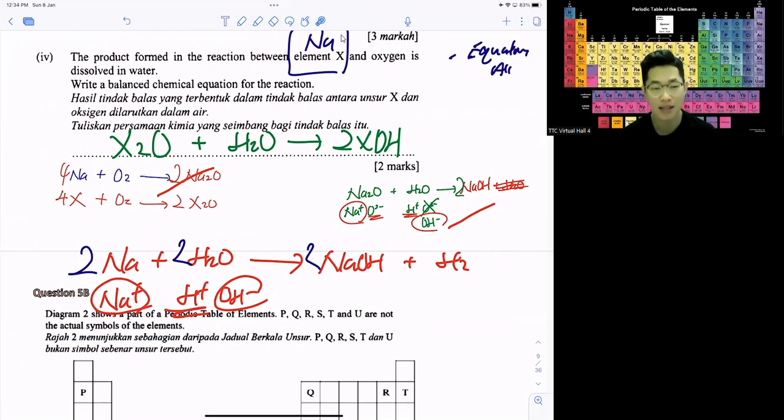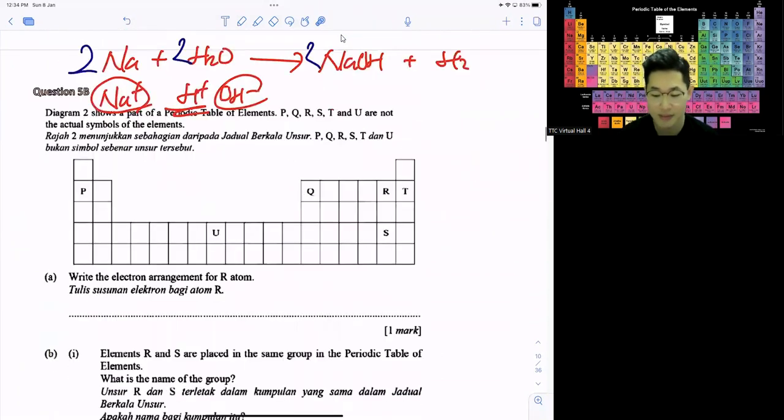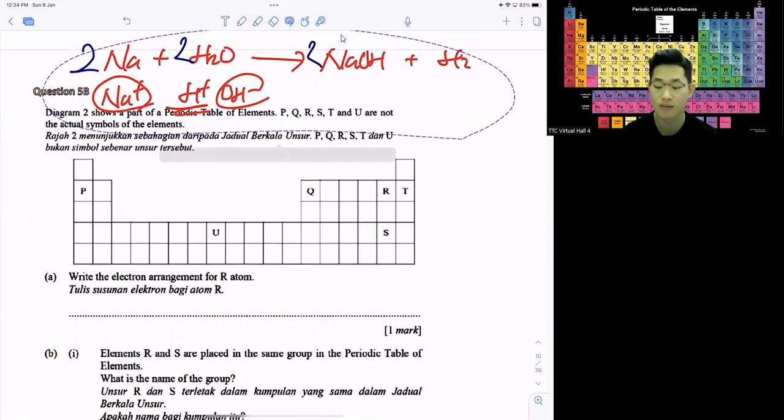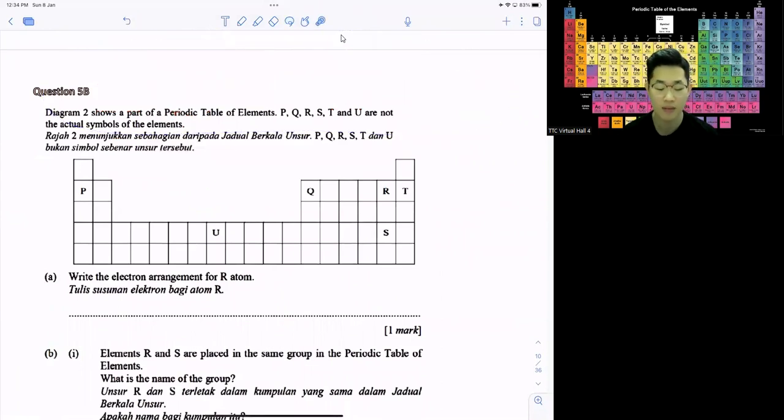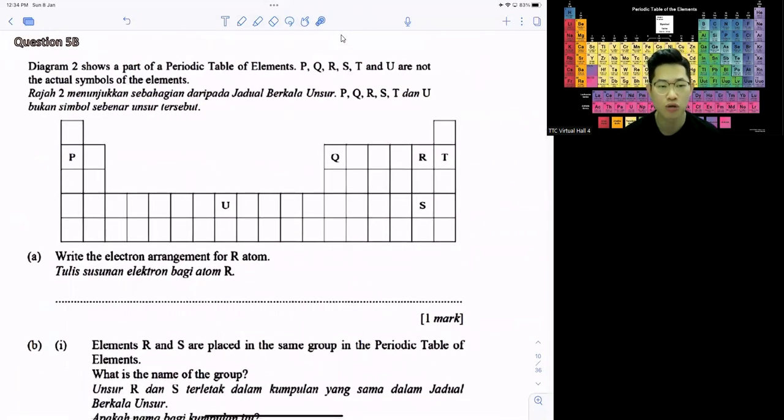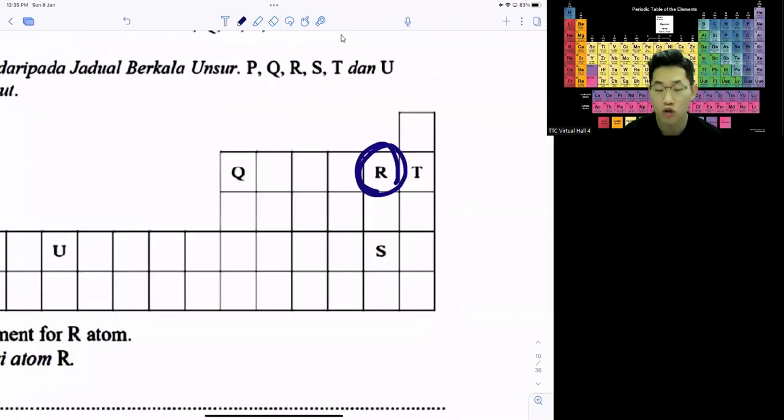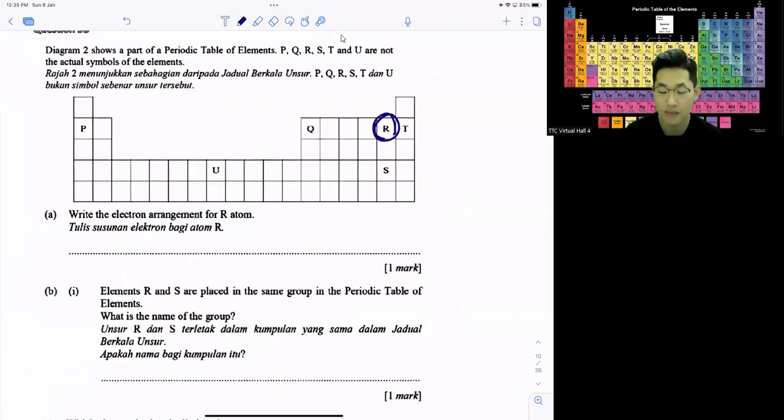Next, diagram 2 shows the part of periodic table. P, Q, R, S, T, and U are not the actual symbols of the elements. Write the electron arrangement of R atom. R atom, group 17, period 2.